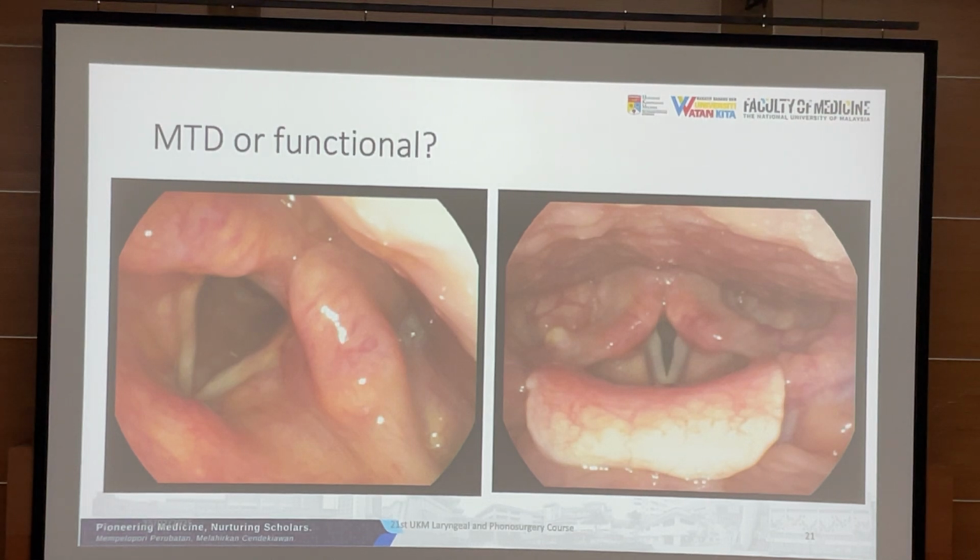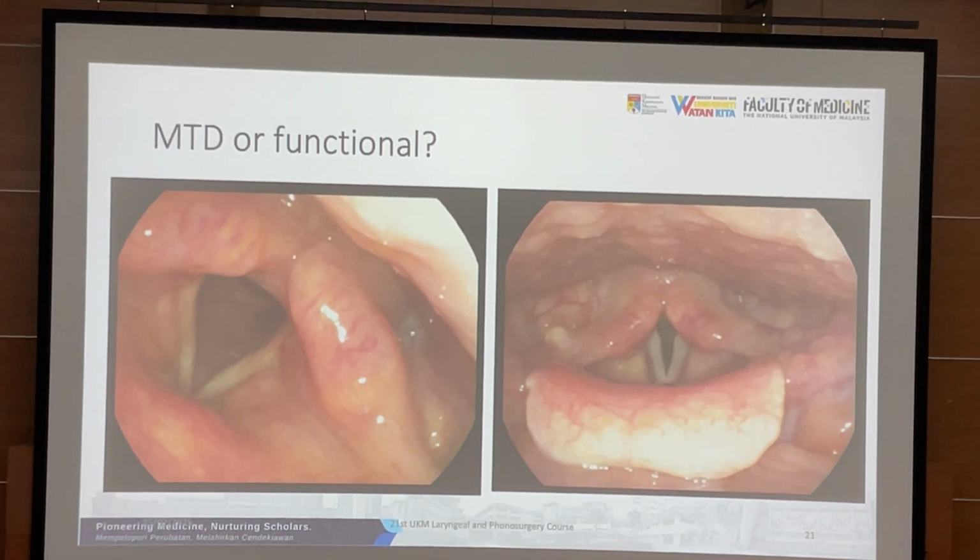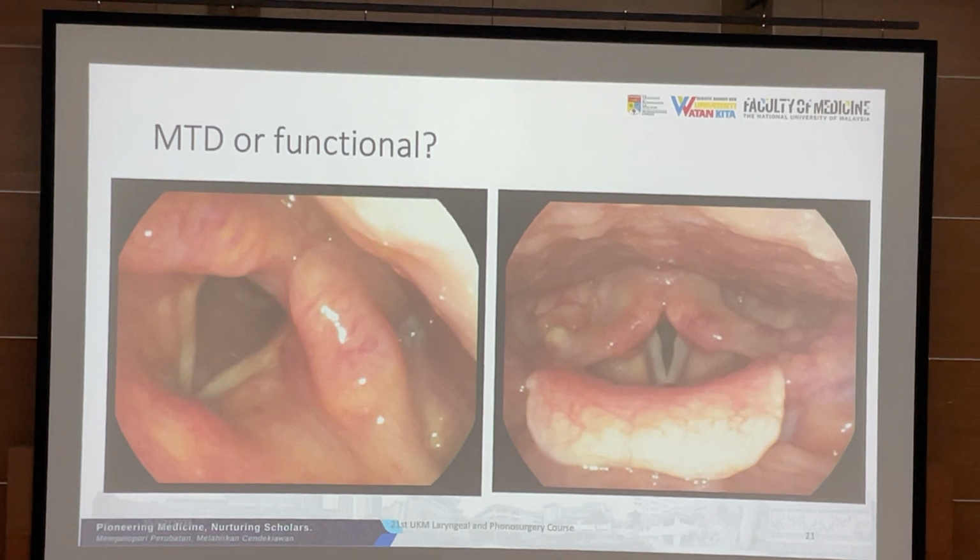So now this slide is showing you how video stroboscopy may help to differentiate between muscle tension dysphonia and functional. So I'm not going to tell you the diagnosis yet. I'm going to show you the video, observe and tell me which one is MTD, muscle tension dysphonia, and which one is functional. Both patients have hoarseness, different patient though. This is the first video.